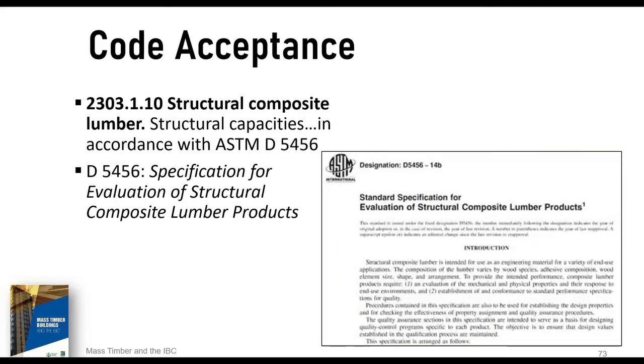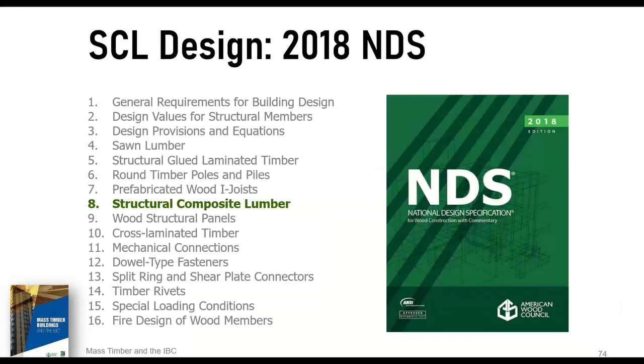In order to be used, for code acceptance, IBC section 2303.1.10 is for structural composite lumber, and that indicates that ASTM D5456 is the standard that SCL must comply with when used for projects falling under the International Building Code. Moving on, Chapter 8 is where you'll find the structural composite lumber design provisions in the NDS.